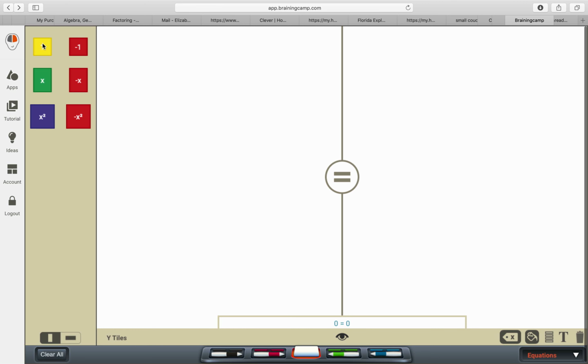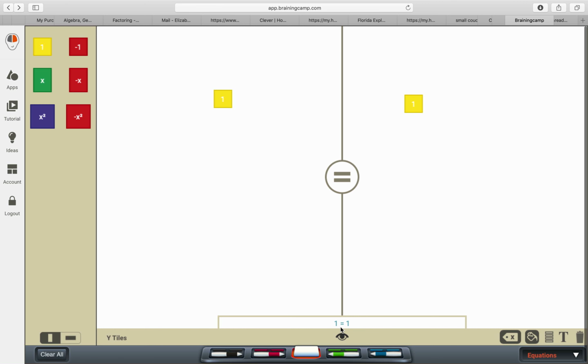Now, if I drag this square here, this square represents 1 unit. Is the statement down here still true? It says 1 equals 0. That is not a true statement. 1 does not equal 0. What would we have to do to make this statement true again? Of course, we'll have to drag another 1 on the other side.